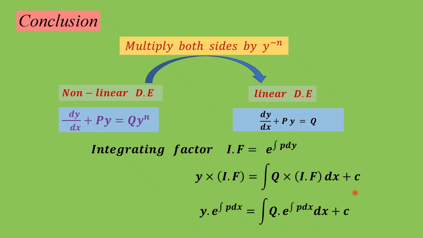Thus what we have concluded is that when a given equation is in non-linear form, we convert it to its linear form by multiplying both sides of the given equation by y^(-n). As soon as we convert it to linear differential equation form, we solve it by the following method: the integrating factor is this, the final solution will be this, and at the end it's this.